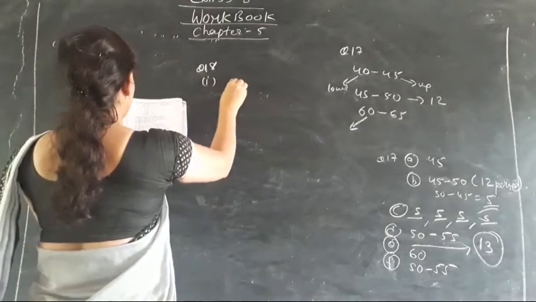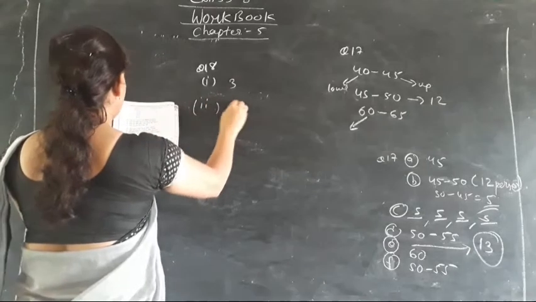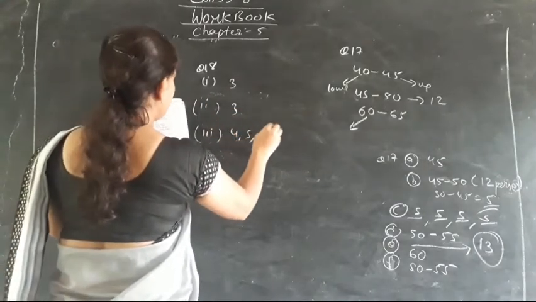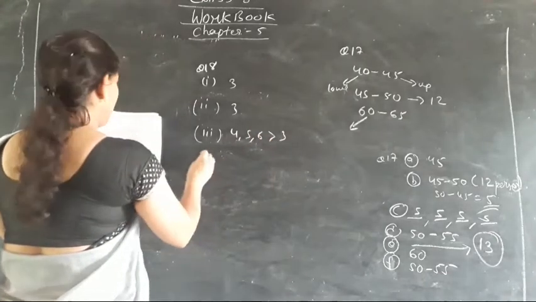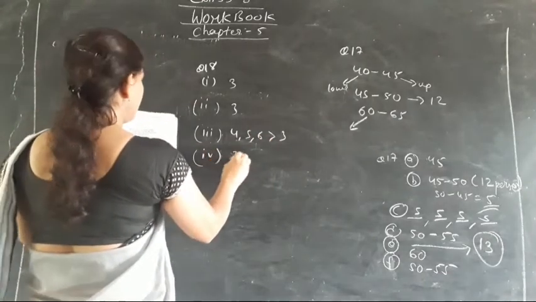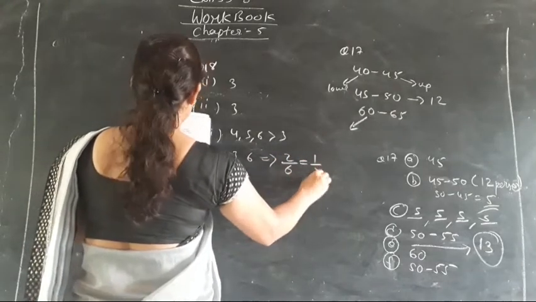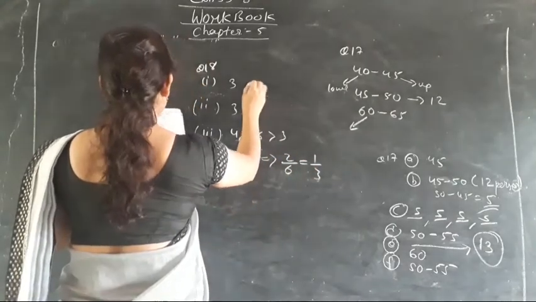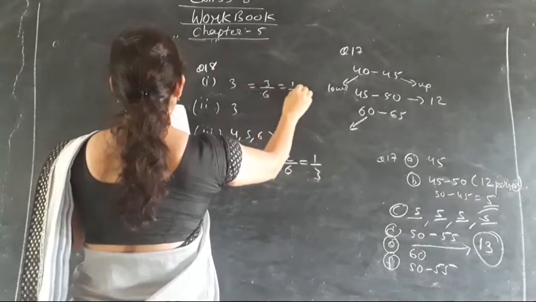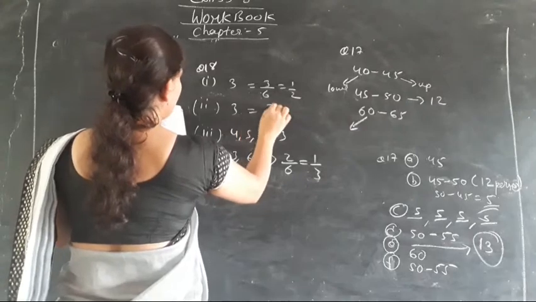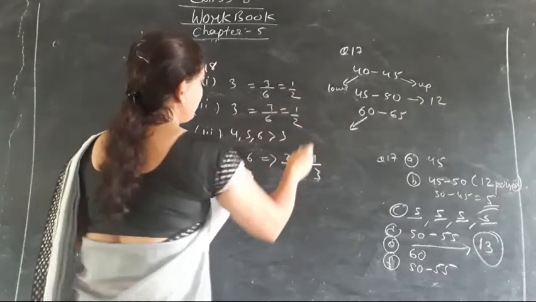Answer is 3. Second answer is again 3. Third answer is 4, 5, 6 greater than 3. And fourth answer will be again 3, 6. That will be 2 by 6 is equal to 1 by 3. Here we can write the second one as 3 by 6 is equal to 1 by 2. And third also 3 by 6 is equal to 1 by 2. Why have we written like this?